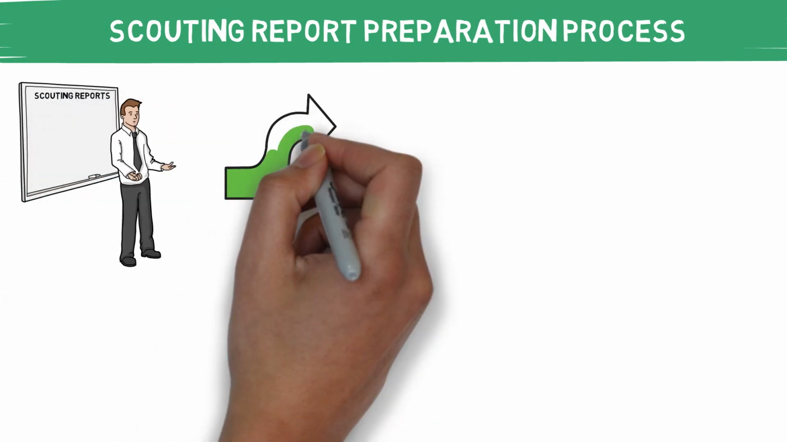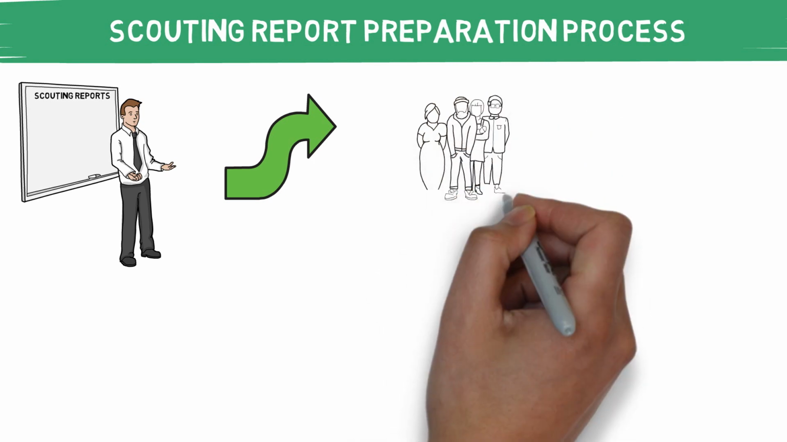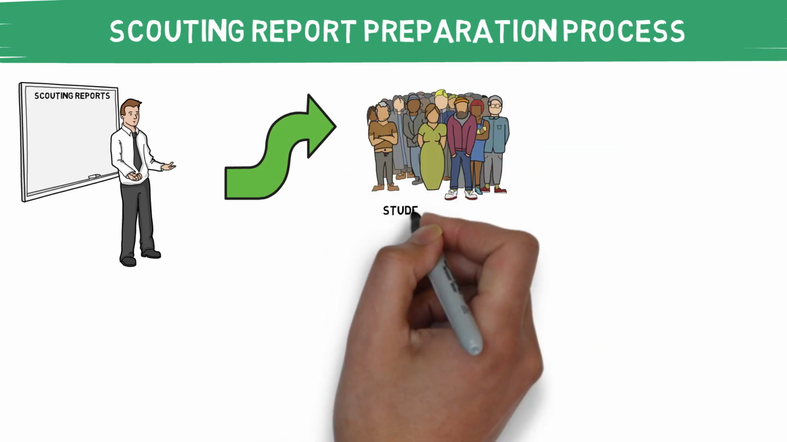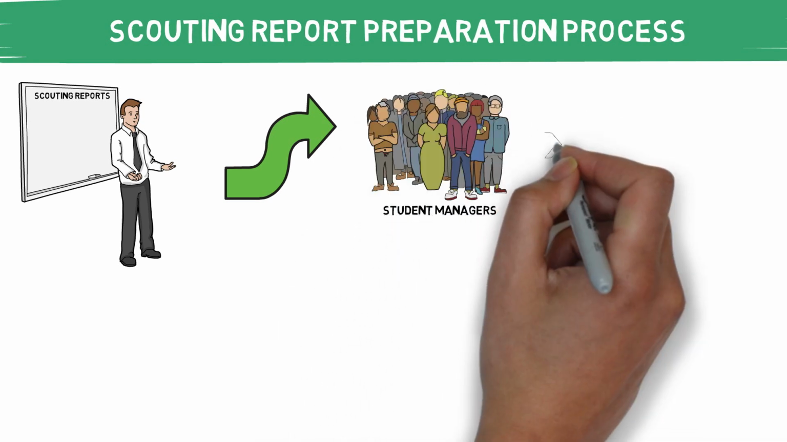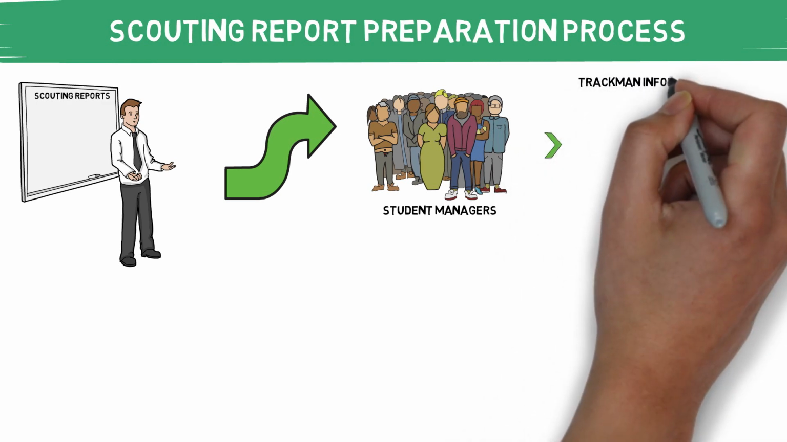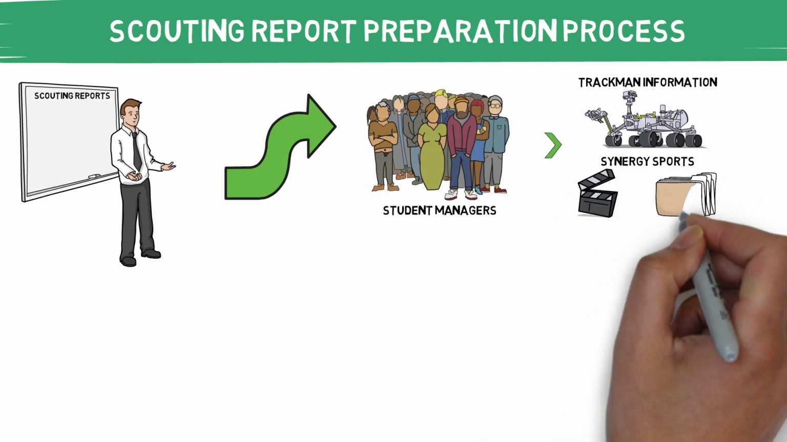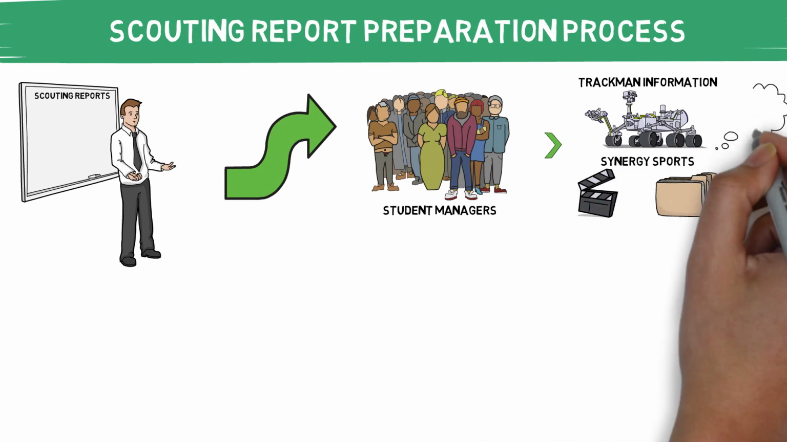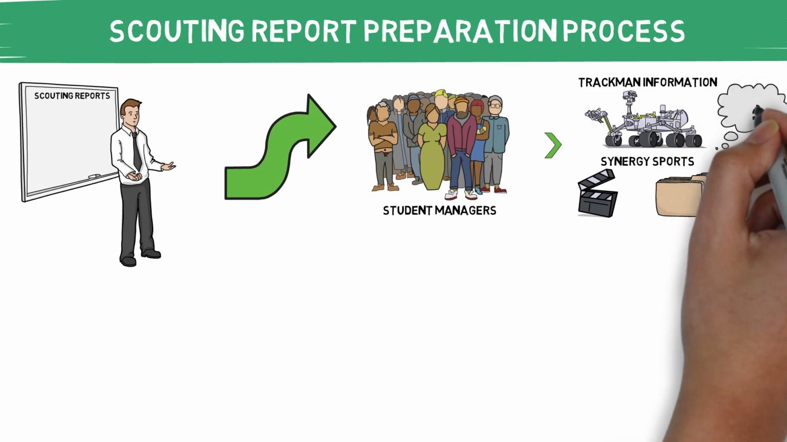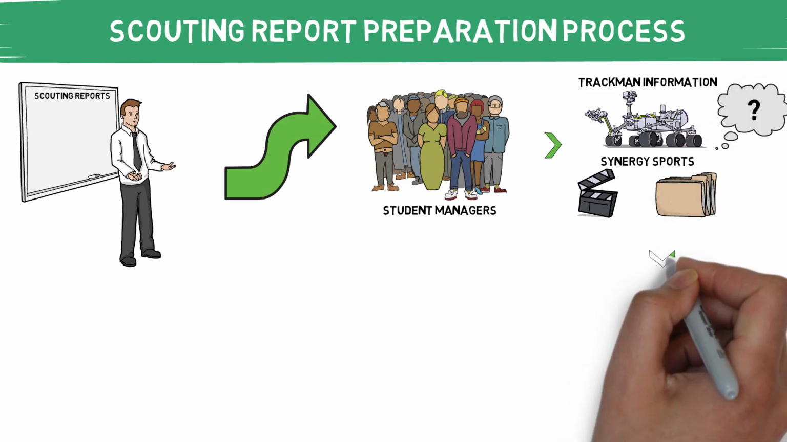I then send those templates off to our student managers, who do an amazing job entering in all of this information. To gather this information, we use any opponent's TrackMan data that we can get our hands on, as well as a scouting software called Synergy that gives us a ton of sortable data from almost every game that an opposing team has played. If you're interested in hearing more about the utilization of these softwares, let me know down in the comments.